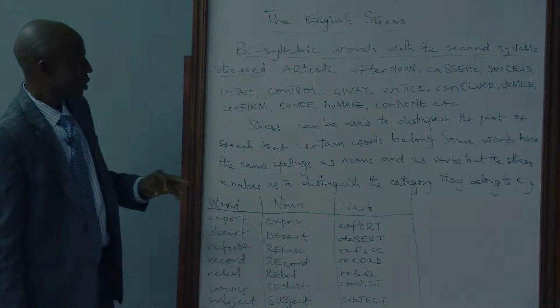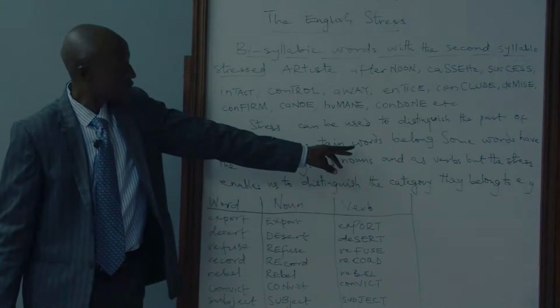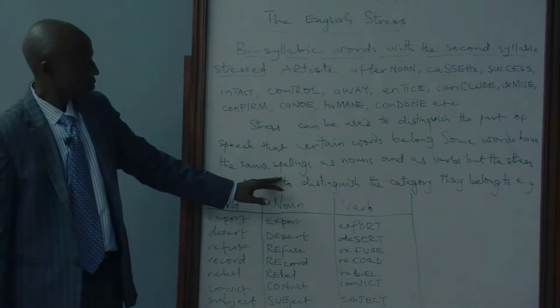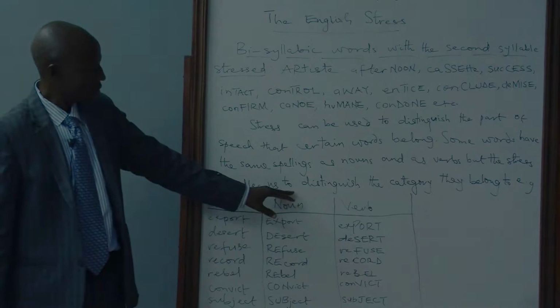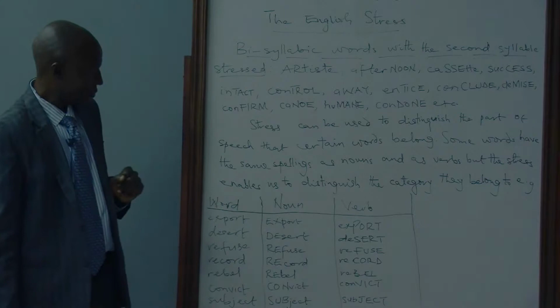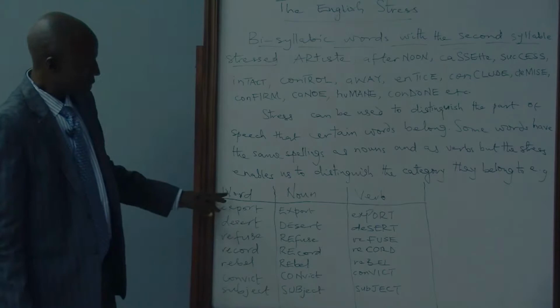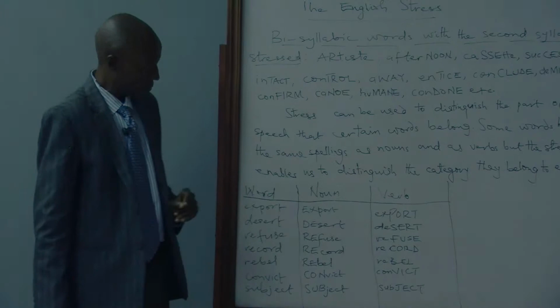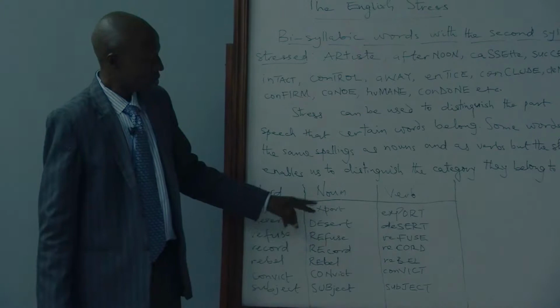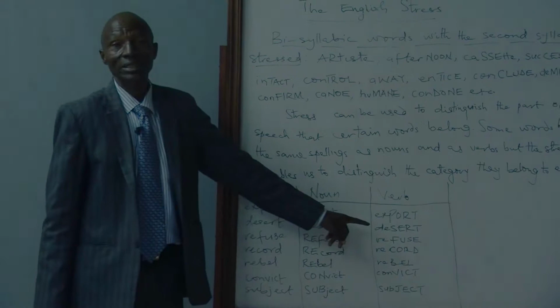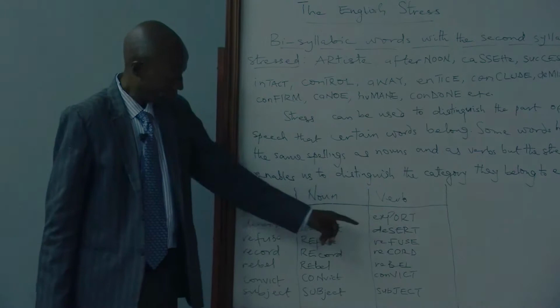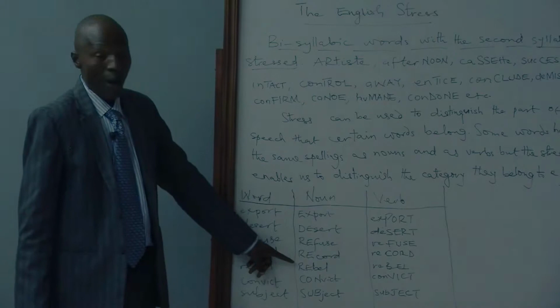Stress can be used to distinguish the parts of speech that certain words belong to. Some words have the same spellings as nouns and as verbs, but the stress enables us to distinguish the category they belong to. We want to look at some examples here. Word, noun form, verb form. We have export, export. Desert, desert. Refuse, refuse. Record, record. Rebel, rebel.